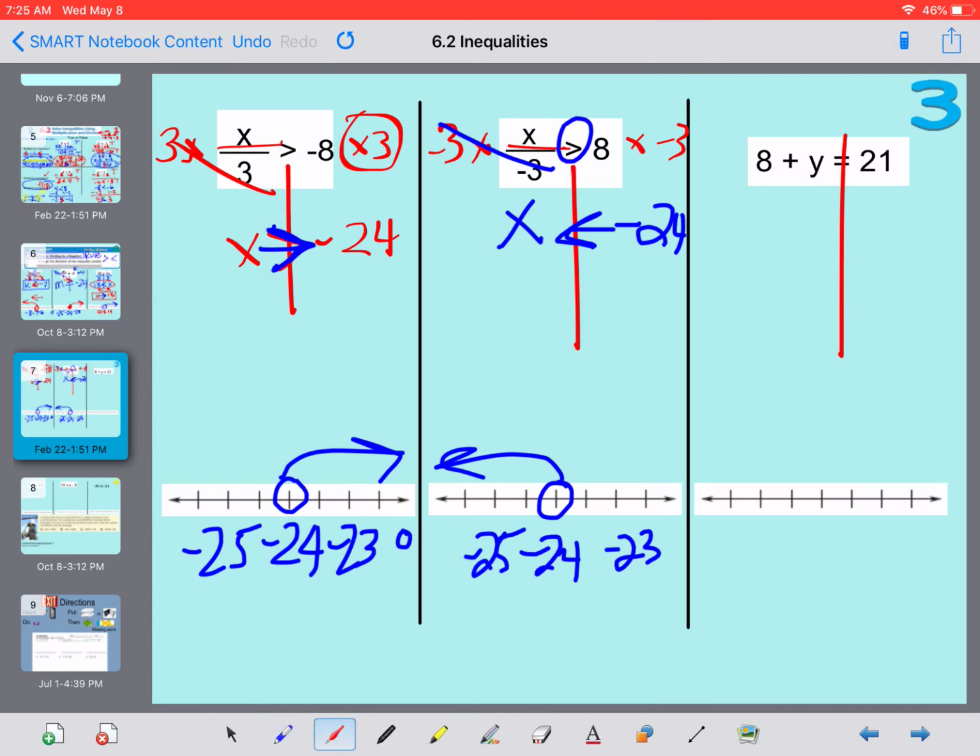This next one is really just an equation. Nothing much to do here. This is a review from yesterday. We subtract 8 on both sides, and we get y equals 21 minus 8, which is 13. And we would just have 13 on our number line. Just a dot. We're just equal to 13, not less than or greater than.